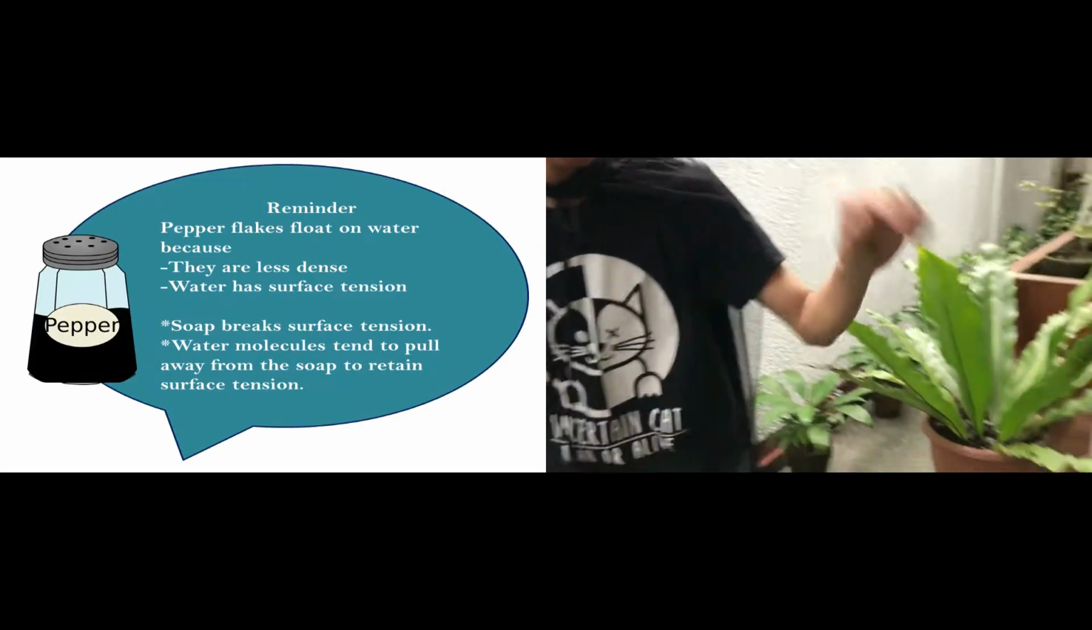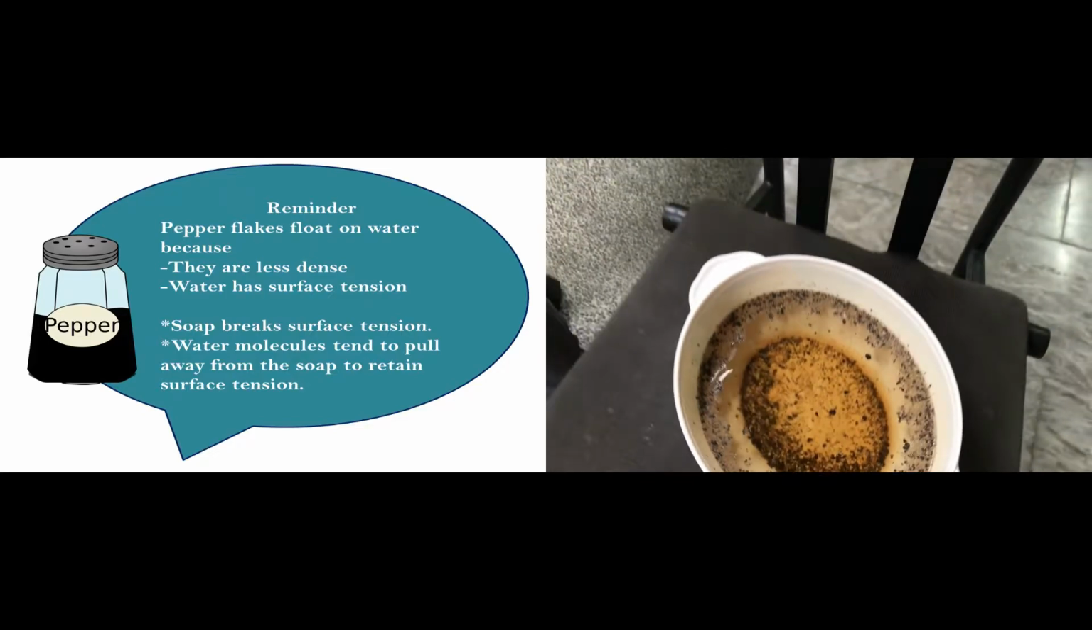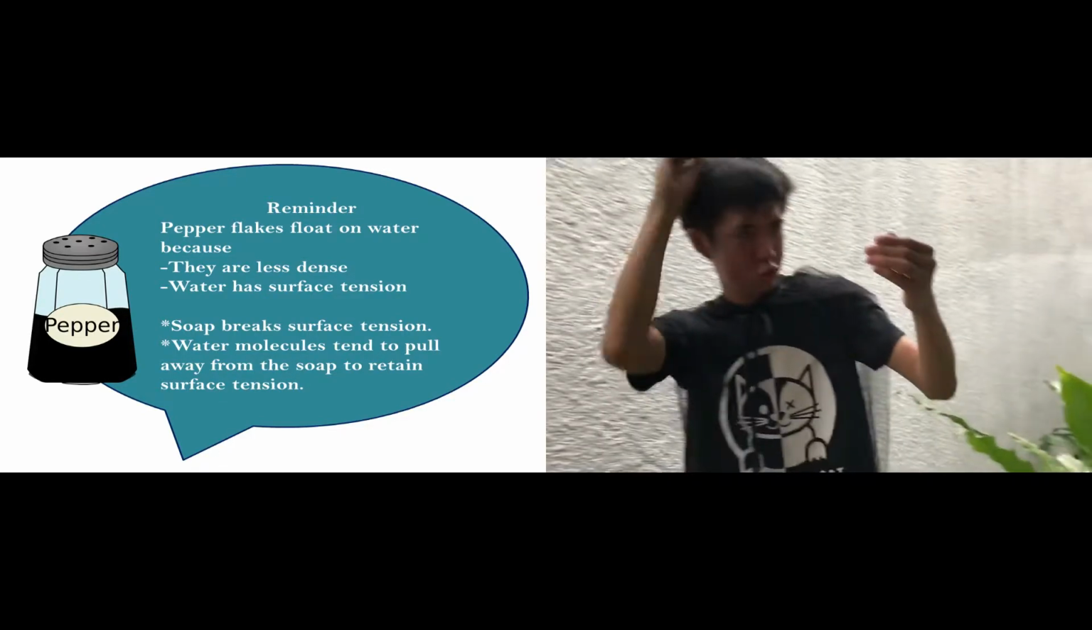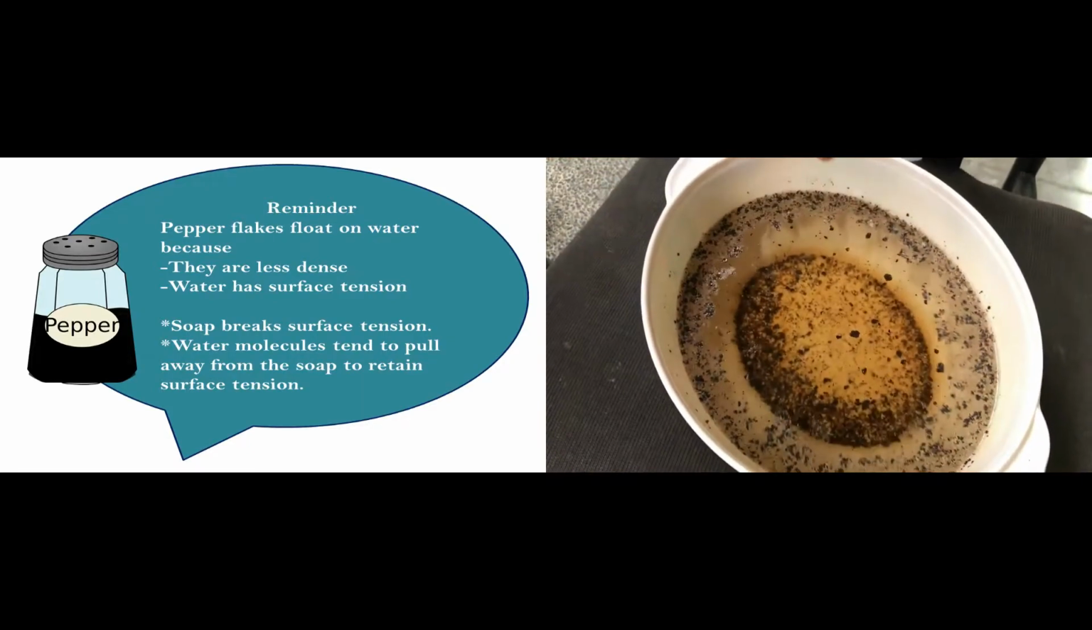To summarize, pepper flakes float on water because they are less dense and water has surface tension. Soap breaks surface tension. Water molecules tend to pull away from the soap to retain surface tension.